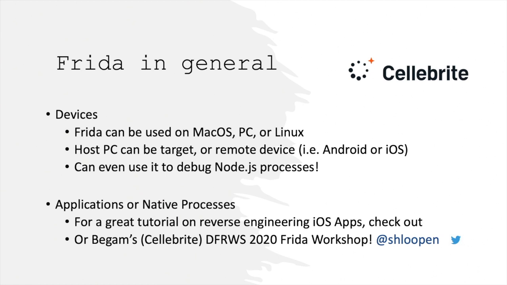And you can also use it to debug Node.js, which makes sense because you're using JavaScript injection, so of course you can use JavaScript to debug itself. And it can be used for application reversing or native process reversing. So my presentation is going to be specifically on native process reversing, but there's a really great tutorial for reverse engineering iOS apps, which was given by Or Begum of Cellebrite in his DFRWS 2020 workshop, and he goes into how to reverse engineer Instagram. So that's really awesome if you want to look at application-specific debugging.